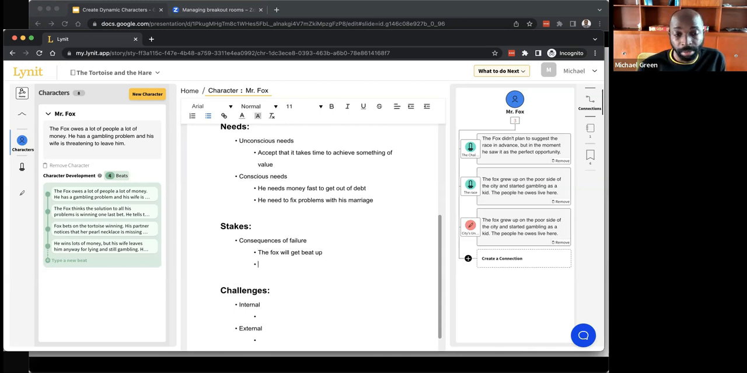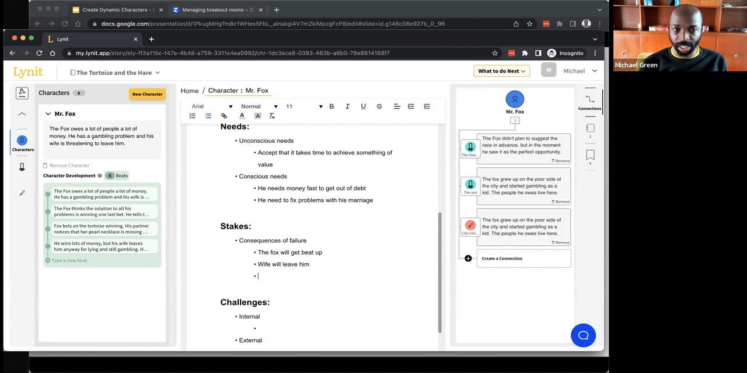The other consequence of failure, of one of his conscious needs, is that if he doesn't fix the problem with his marriage, his wife is going to leave him, right? So his wife will leave him.